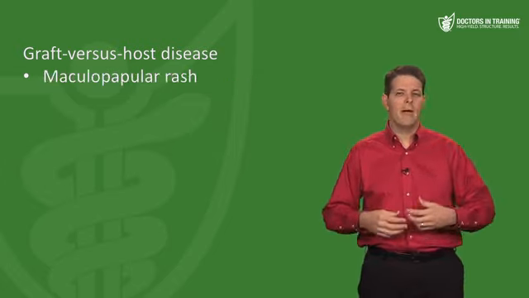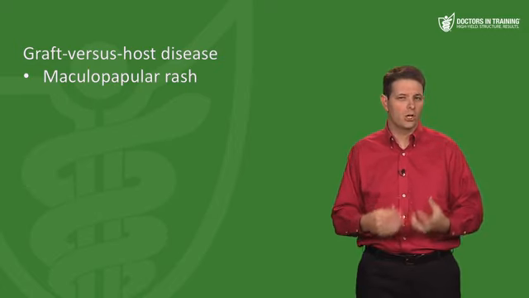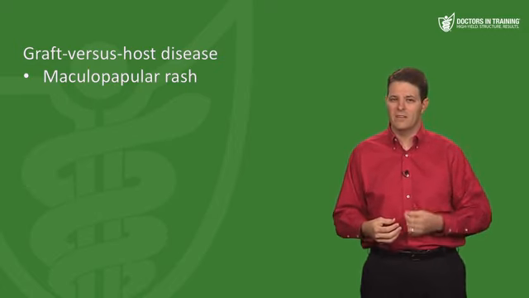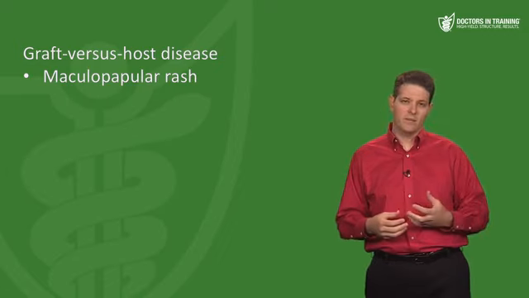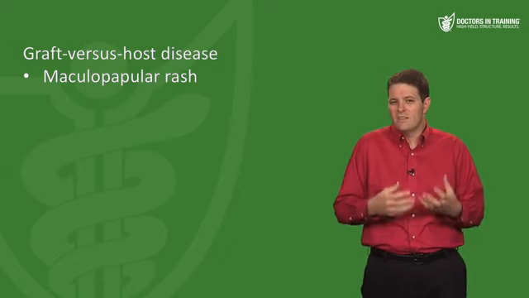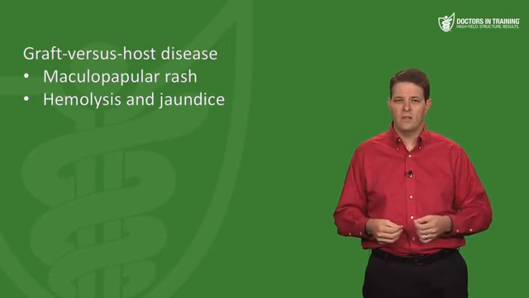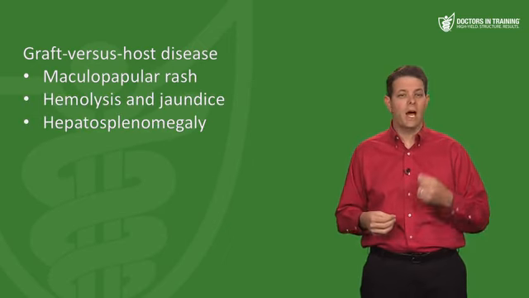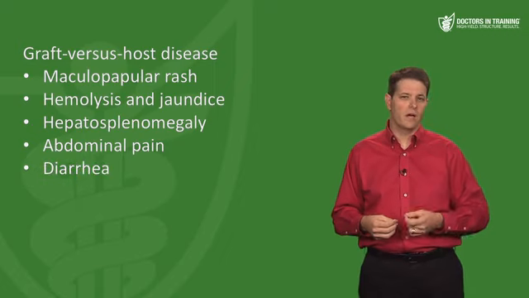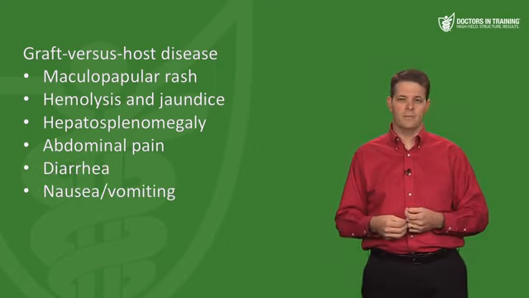Now this presents with a maculopapular rash on the neck and shoulders, the ears, the hands, and the trunk. In severe cases, it can blister up and look a lot like Stevens-Johnson syndrome. These patients also get hemolysis and jaundice and hepatosplenomegaly and GI involvement with abdominal pain, diarrhea, and nausea and vomiting.